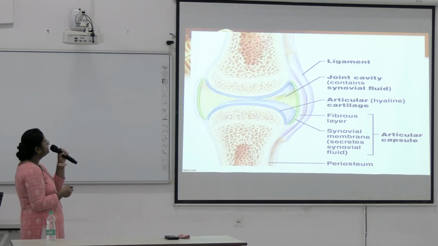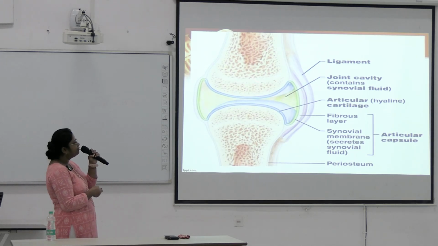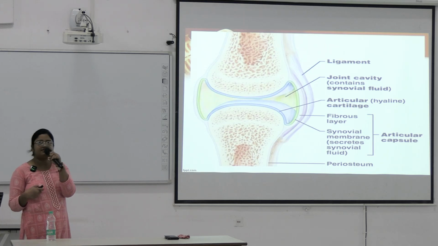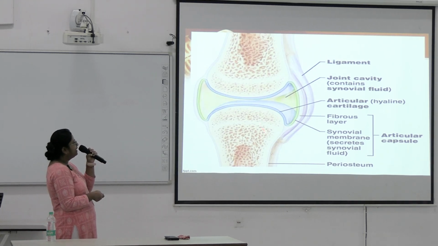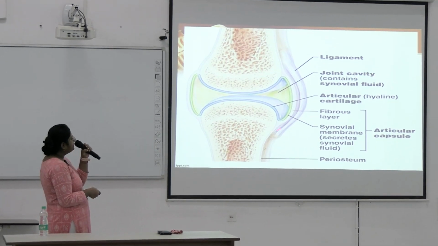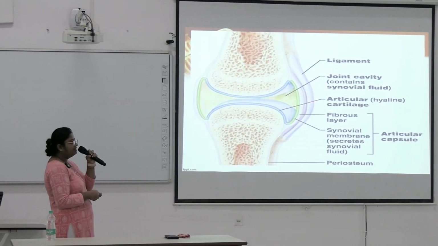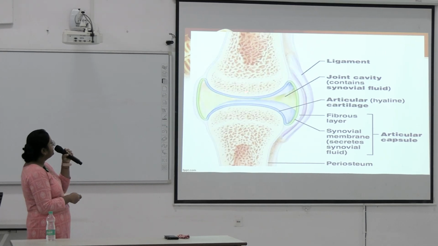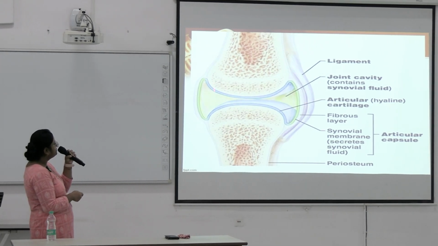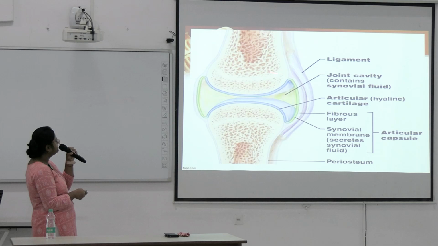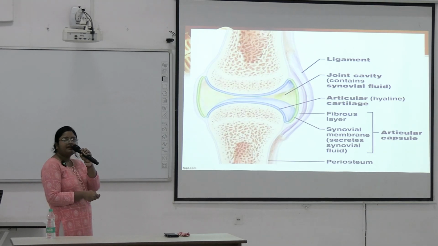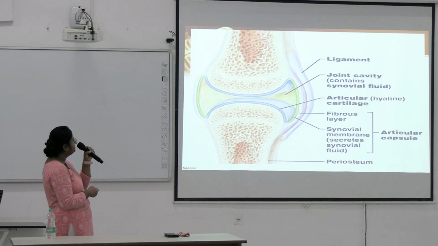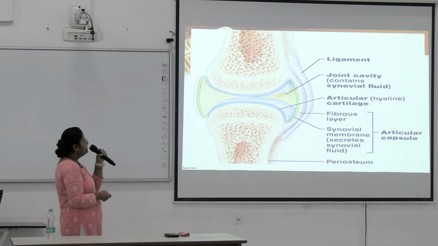So these are two ends of the bone taking part in formation of this synovial joint, and the two ends are covered by articular hyaline cartilage. This is the joint cavity. You can see the joint cavity is lined by the synovial membrane. So this is the synovial membrane, this green portion, and it is filled with a fluid. That fluid is known as the synovial fluid. Light yellow colored fluid you can see.